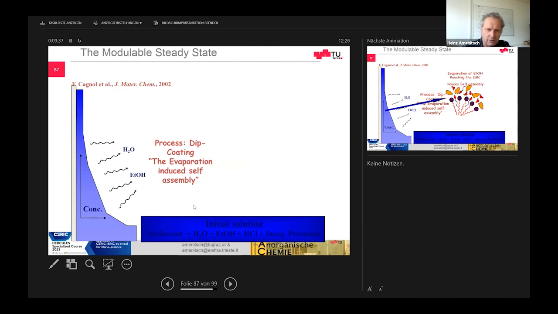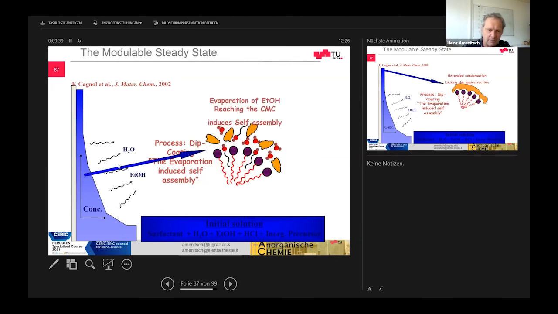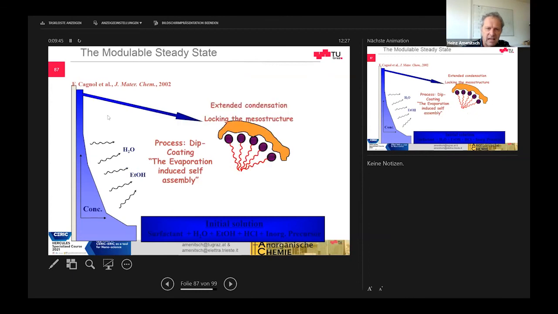And if you move on, you have the film formation. There's something like a self-assembly process going on. And at the end, you have this extended condensation structure. So you have this surfactant structure, which is forming the pores. And here you have the condensation of the organic species around.